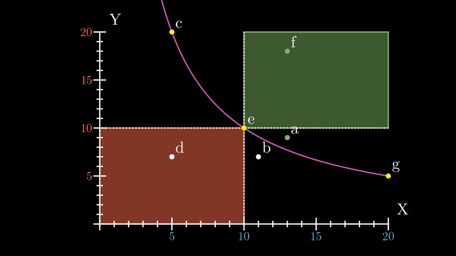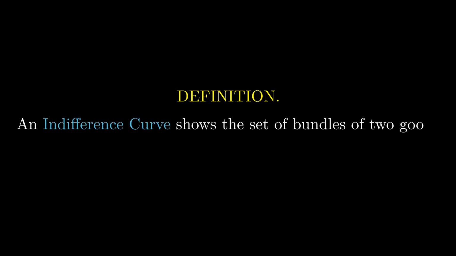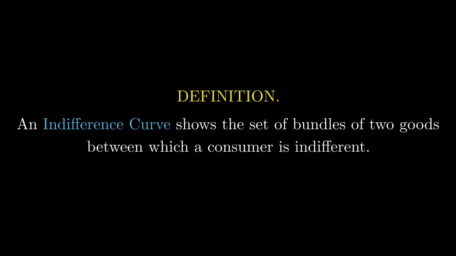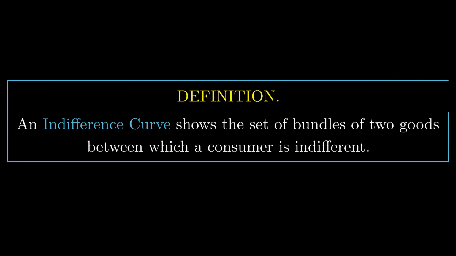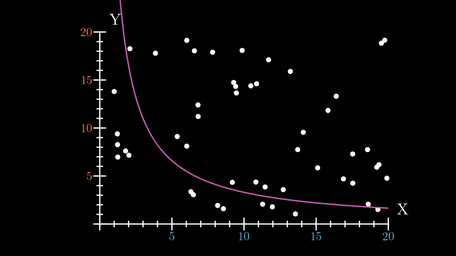If we connect all the bundles that give the same pleasure as E, we get what we call an indifference curve. An indifference curve shows the set of bundles of two goods between which a consumer is indifferent. A consumer has infinitely many indifference curves, forming what we call the consumer's preference map.